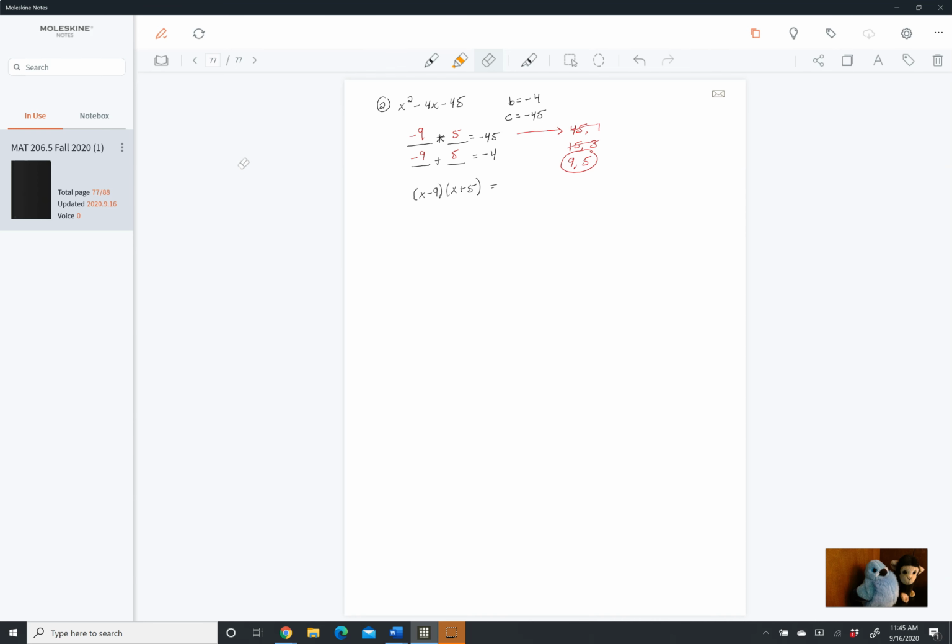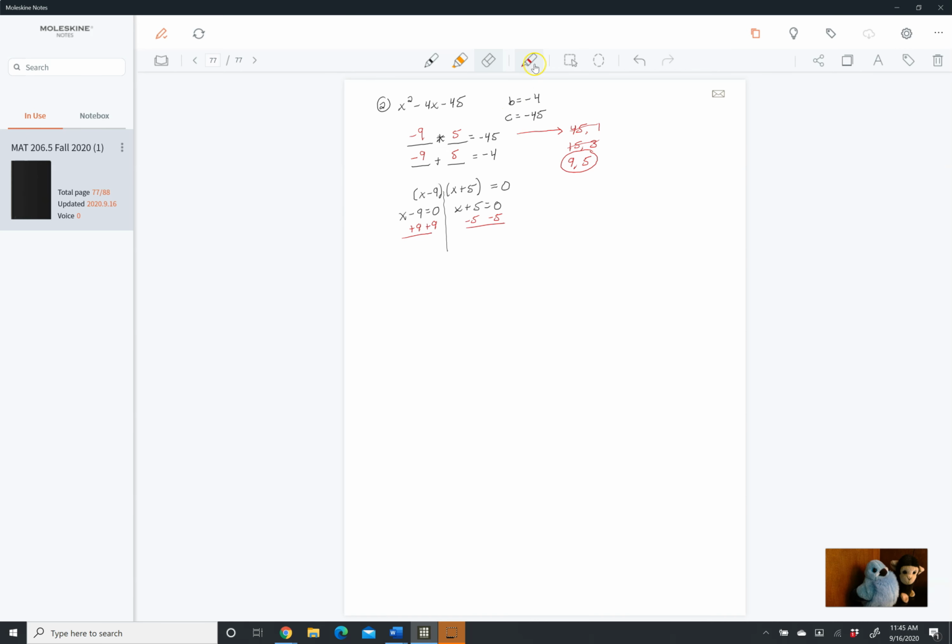We're going to set it equal to 0 because we're going to solve for the roots. So we have x minus 9 is equal to 0, and x plus 5 is equal to 0, right? If either one of these is 0, the whole thing is 0. So on the left, we can add 9 to both sides. On the right, we can subtract 5 from both sides. And we get our two roots.